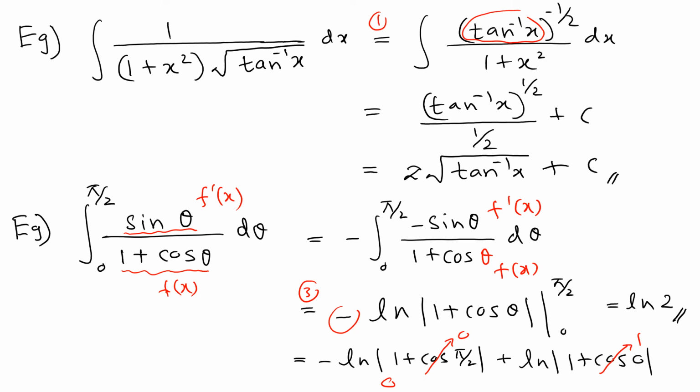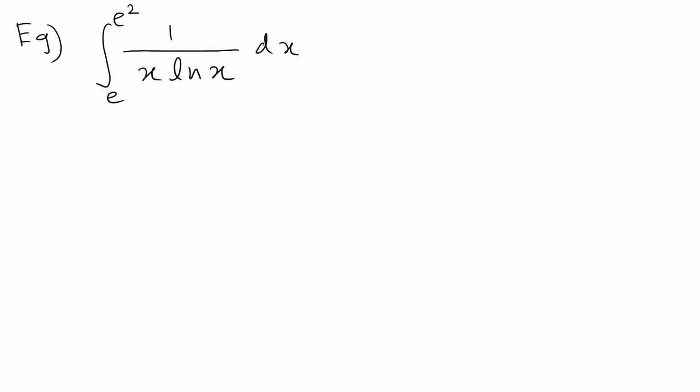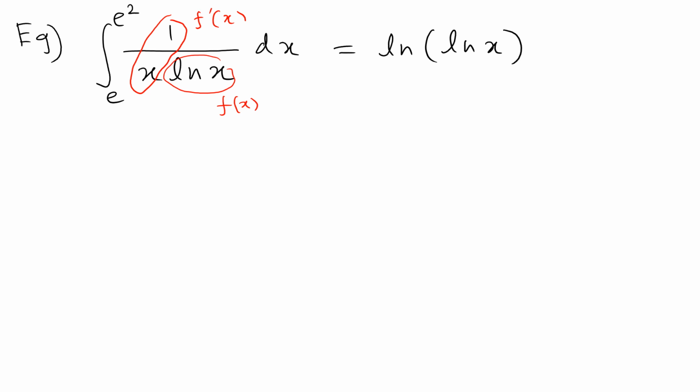Let's look at one more problem just to conclude. As the last one, we have this interesting one. You're going to see this is the function, and it is in the denominator already. What's the derivative of this function? We know the derivative of ln x is 1 over x, so it's kind of hidden. So this is simply going to be natural log of natural log. It's kind of interesting.